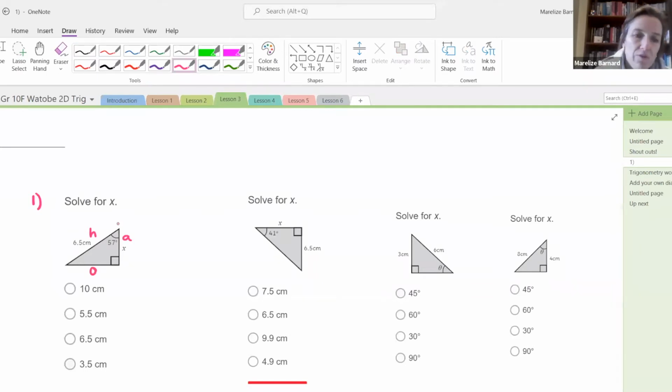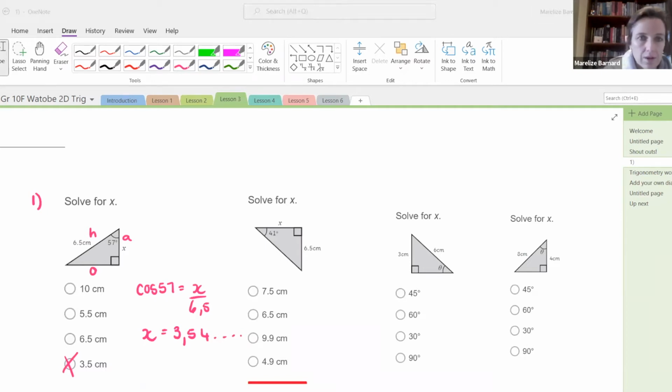Because I need to solve for x in this case, I'm going to use adjacent and hypotenuse and angle 57. So that is cos of 57 equals x over 6,5. Because we need to solve for x, we're going to times by that 6,5. And then the x you find is 3,54. So that is obviously the last answer, answer D.